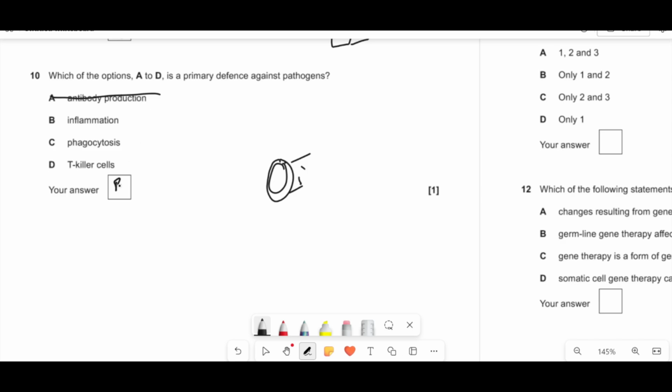Inflammation is again non-specific because even if I smack my hand against the table, I might get some inflammation going. Phagocytosis, no, because that's again more specific. It's coming into this process when it's starting to recognize that, oh, this is what it is, and the cytokine's been released. And the same for T killer cells as well. It requires a specific interaction between, for example, an antigen presenting cell and a helper T cell and things like that. So immediately it's B.